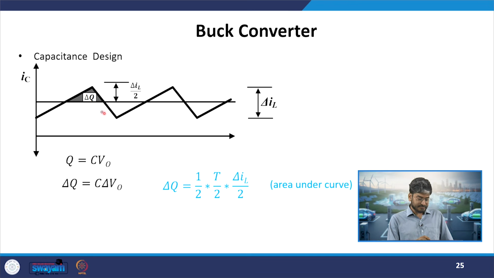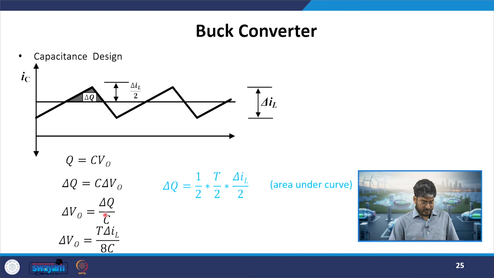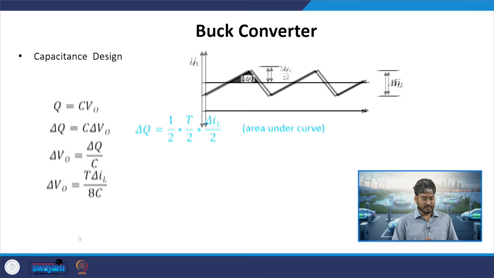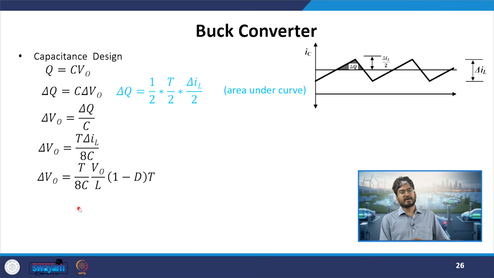So, what will be the area of this curve? The area under the current versus time axis curve gives us the charge. What will be the delta Q value? It will be half into T by 2 into delta IL by 2. Now delta V is equal to delta Q by C, and we have found the value of delta Q. If I replace it, this gives the equation for delta V naught. If I have the given capacitor size, I can calculate the percentage of output ripple, and vice versa. If I know the delta V naught value, I can calculate the capacitor required for my circuit. Now we replace this delta IL by the expression calculated in our previous slides.